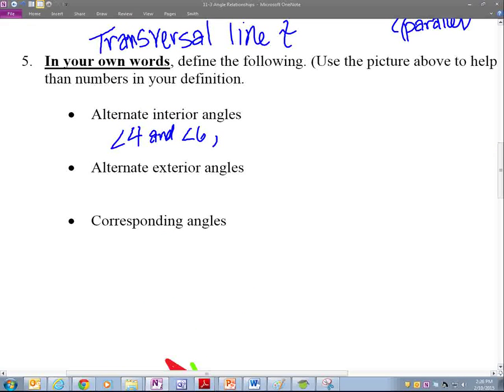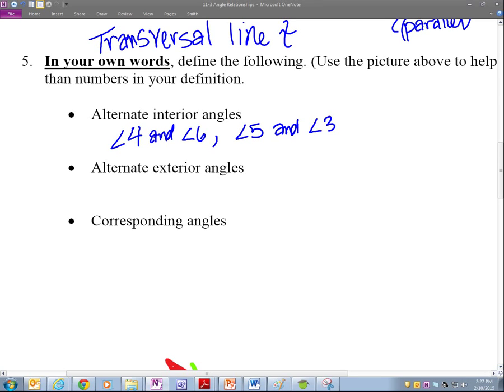Angle 5 and angle 3. Now, alternate interior angles. Not do that and stick with me, please. Don't draw.